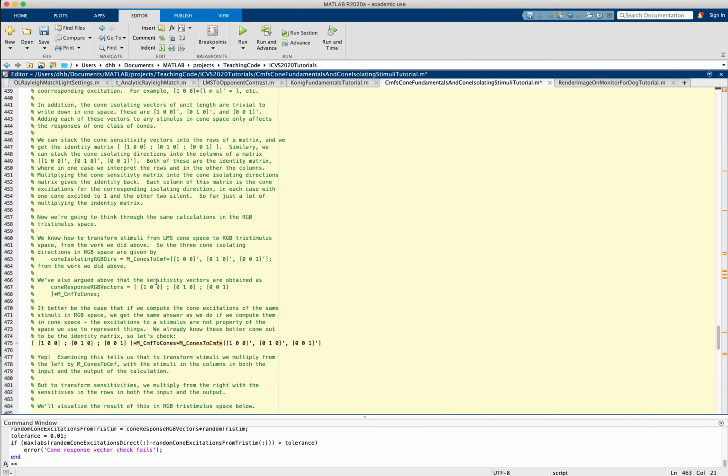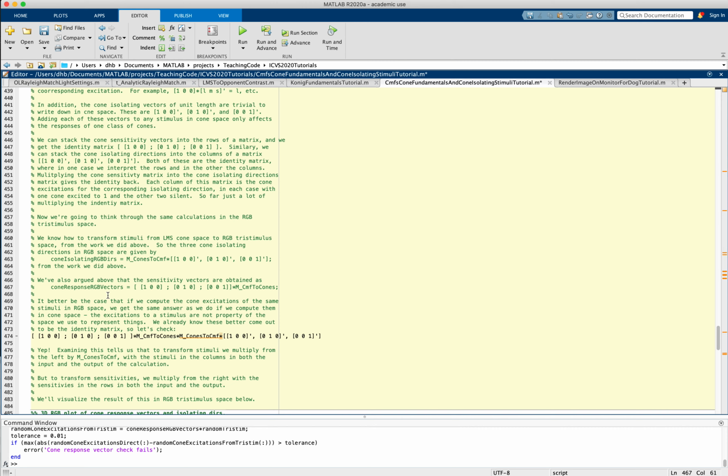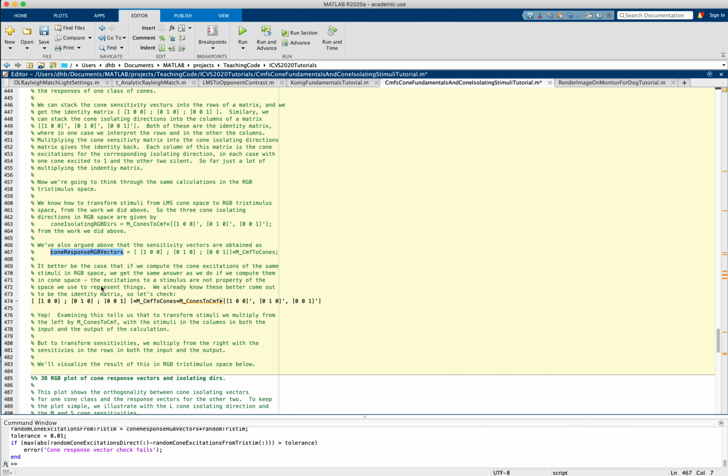This gives us cone isolating directions in the RGB tristimulus space. And we've also argued above that the sensitivity vectors in the cone space are here. And so this here, where we use CMF to cones, gives us this matrix of cone response sensitivity vectors in the RGB space. And it better be the case that if we compute cone excitations in the same way as we did here, identity times identity getting identity, now if we take these response sensitivities times these cone isolating directions, we better darn well get the identity back. Otherwise, our computation of cone responses depends on the space we're working in, and that just can't be because the lights don't change depending on how we write them down.